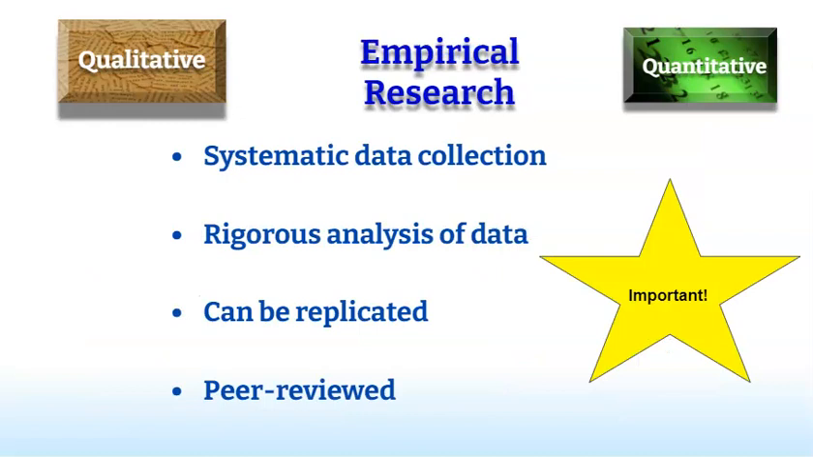Both qualitative and quantitative research are empirical research. Sometimes there's a misunderstanding that only quantitative research is empirical. The reason they're both empirical is that we have a systematic way of collecting data for both types of research, and then we have a rigorous data analysis process. We can replicate these studies, and they're peer-reviewed. So these are 4 reasons why qualitative research is empirical as well as quantitative research.